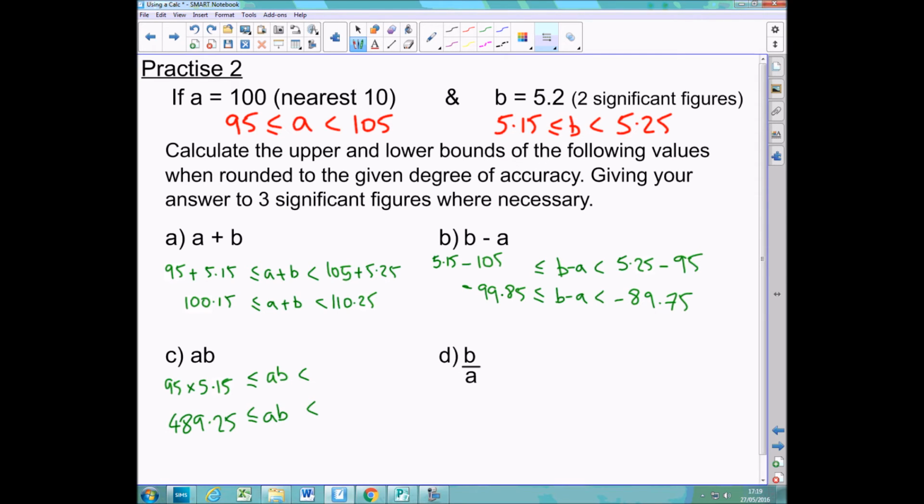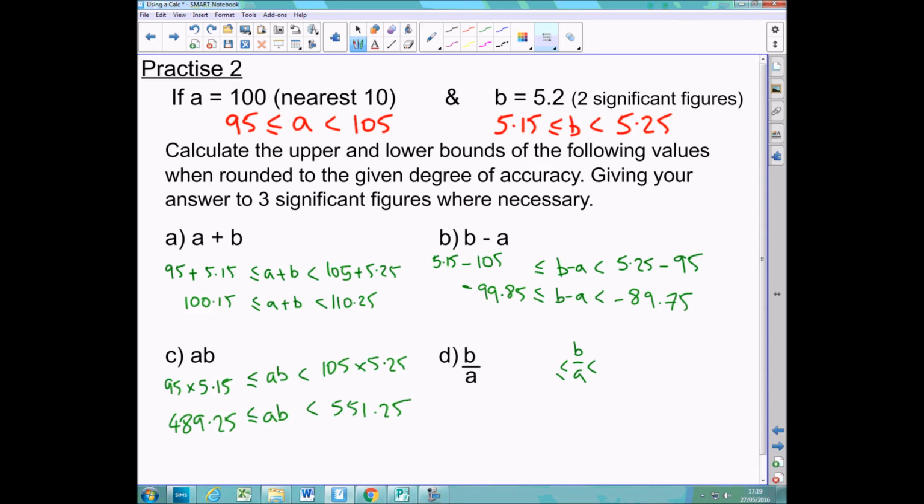Then my upper bound, I need to multiply the two upper bounds, which is 105 times 5.25. This gives me a value of 551.25. And finally, division. So remember, this is going to be just like takeaway.